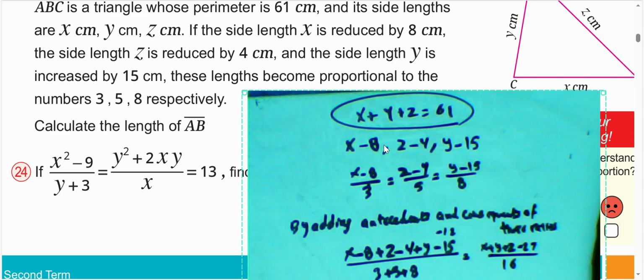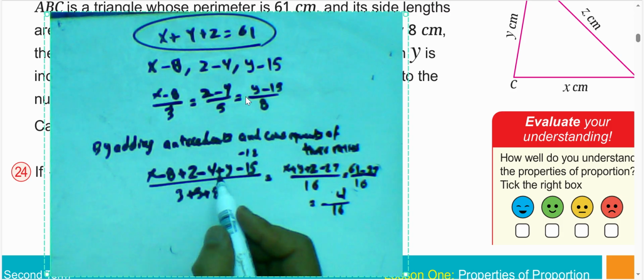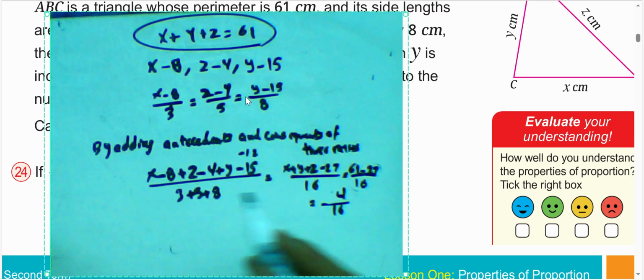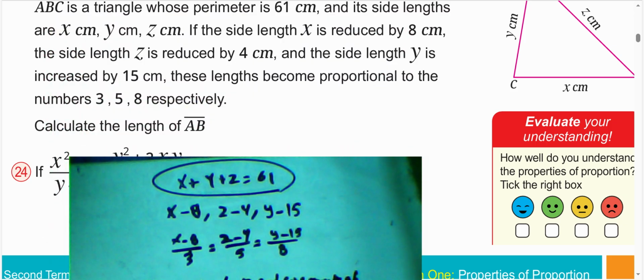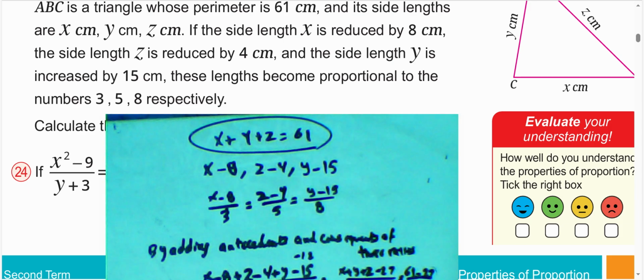Understood? He gave me this information: x plus y plus z was 61. You can put 61 here. The answer will be equal to any ratio. Come here again to the example: the length z reduced by 4 also, and length y increased by 15, not decreased. So you can replace it here with positive. Negative 8 plus negative 4 is negative 12, plus 15 is 3. Then we have here plus 3. Then 61 plus 3 is 64 over 16.